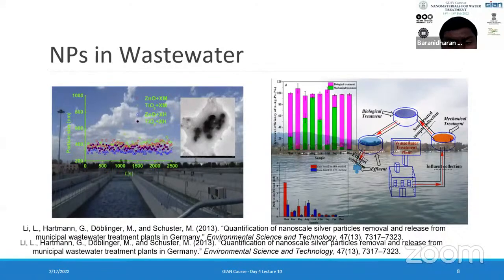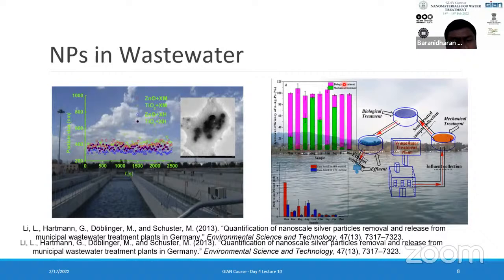So several attempts have been made to look at the treatment units, or otherwise the treatment processes, in the wastewater treatment plant, say aerobic or anaerobic. In aerobic, there are extended aeration, activated sludge process, conventional sludge process, membrane filtration, and a combination of different unit processes in place. So there are attempts to determine their effect on the nanoparticles or on the performance of the wastewater treatment plant.